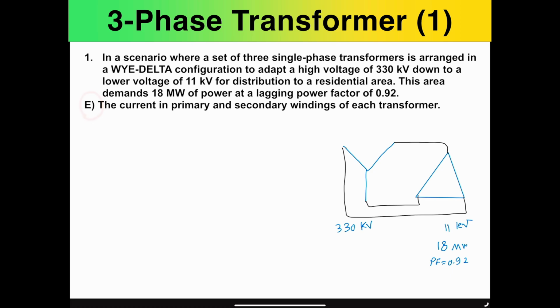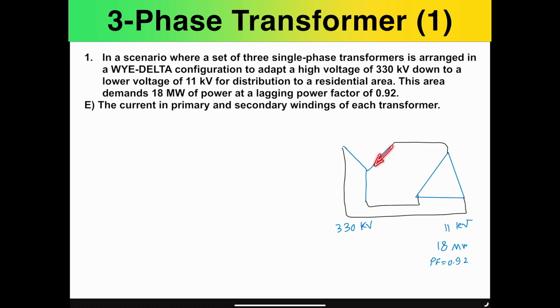Part E of the question, by the way, is asking the current in the primary and secondary windings of each transformer. So we're no longer looking for the total line currents, but now we're looking at each winding of the transformers. We need to know that in the primary and the secondary, we have two different types of connections. In the first one, we have the Y configuration, which in this case, I line is exactly the same as I phase. Essentially, the question is asking about the phase currents from the line currents.